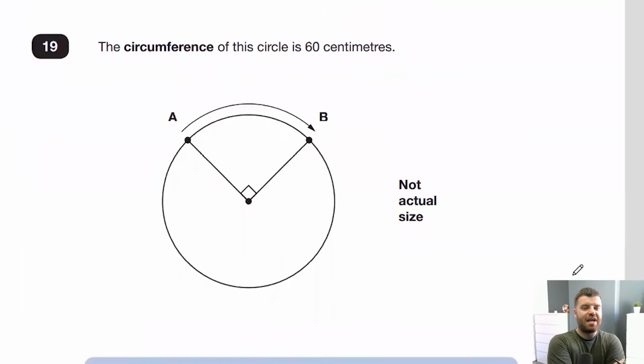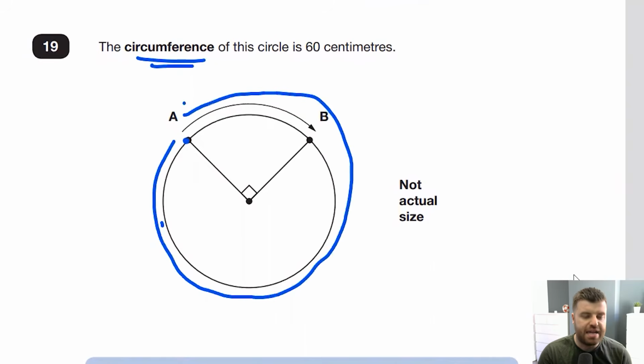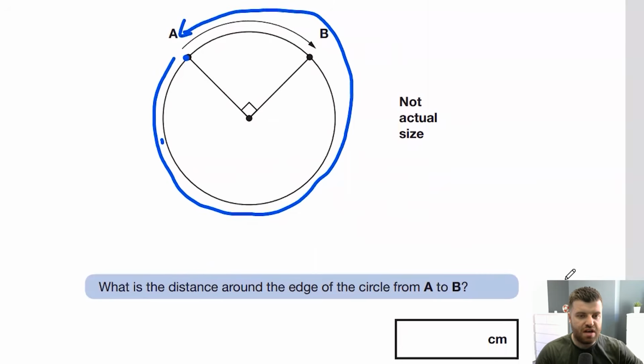Question 19. The circumference of this circle is 60 centimeters. Circumference is the total distance around a circle. So that's from point A all the way around back to point A again. What is the distance around the edge of the circle from A to B?